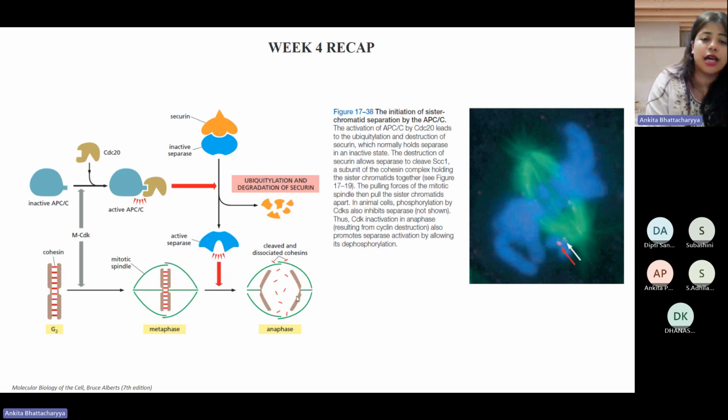There is ubiquitination and degradation of securin by active APCC complex. And what that effectively does is that it activates separase. Then separase can act upon the metaphase chromosomes and it can cleave or dissociate cohesins, which will allow the two sister chromatids to move in opposite directions. And that will complete the transition from metaphase towards anaphase.